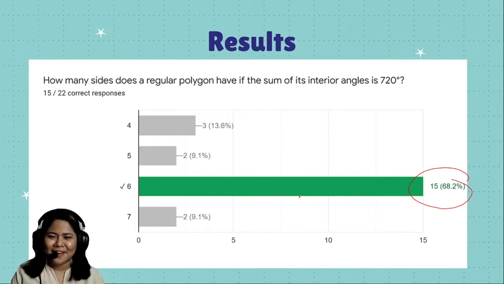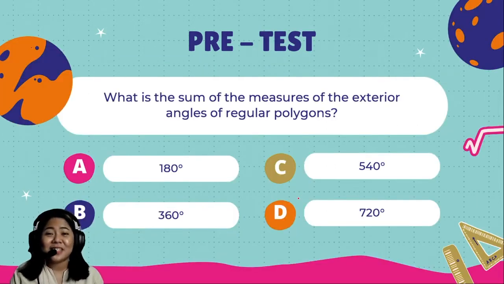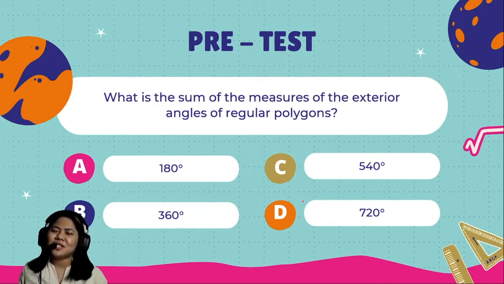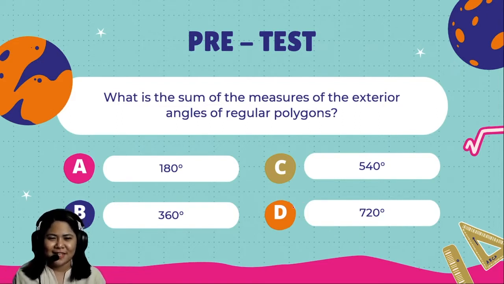Nice one pa rin. Okay? And of course, the last question. What is the sum of the measures of the exterior angles of regular polygons? Is it A, 180 degrees, B, 360 degrees, C, 540 degrees, or letter D, 720 degrees? Please type in your answers sa ating comment section, grade 7 students.